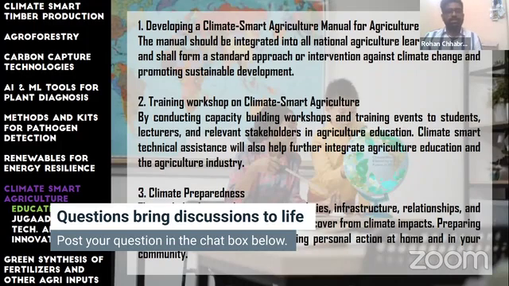Third is climate preparedness. This includes having the necessary policies, infrastructure, relationships, and behaviors in place to prepare for and recover from climate impacts. Preparing for climate change also means taking personal action at home as well as in our community.